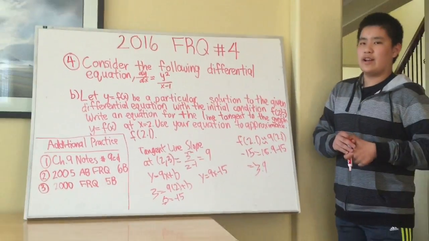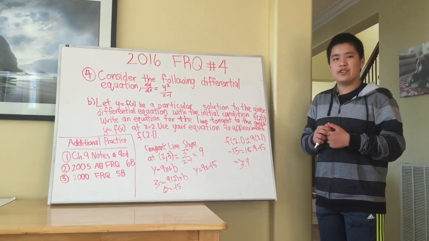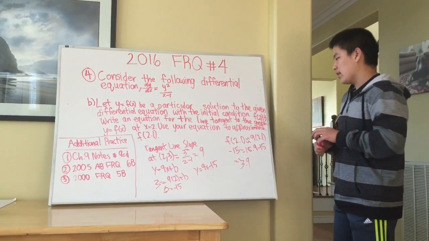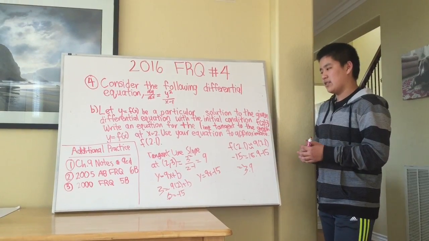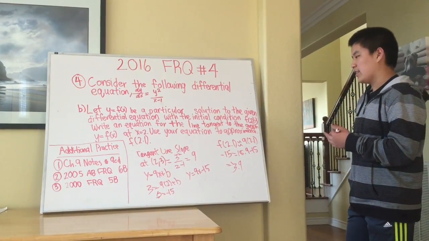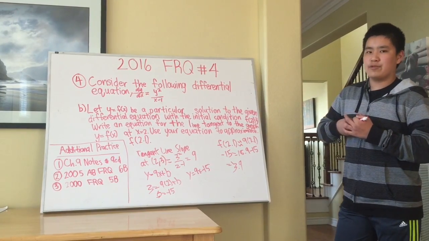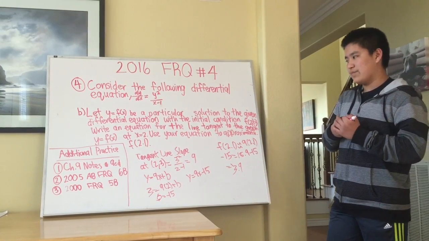So I put my line in the form y equals mx plus b, but you don't have to, you can leave it in point slope form. For the first point, all you had to do is find the tangent line correctly. For the second point, you're supposed to use your tangent line to approximate f of 2.1, so those are where the 2 points for this part of the question come from.